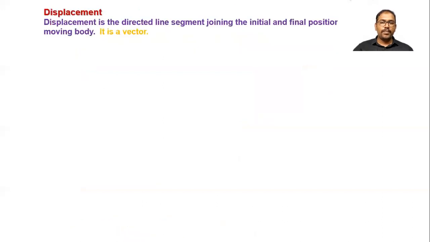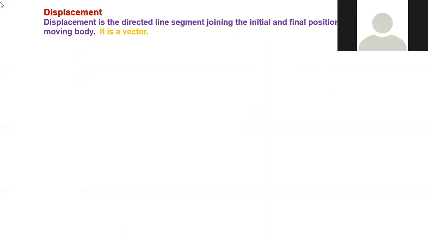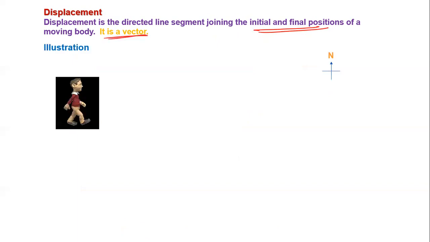Now displacement. Now what is displacement? So basically displacement is the directed line segment joining initial and final position of moving body, and it is a vector quantity. So let's see what exactly is meant by the displacement.